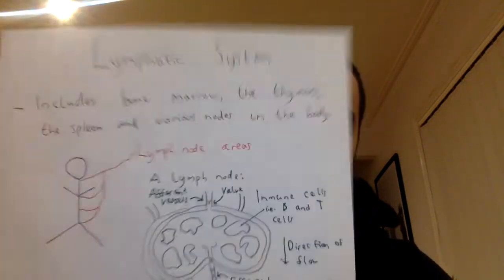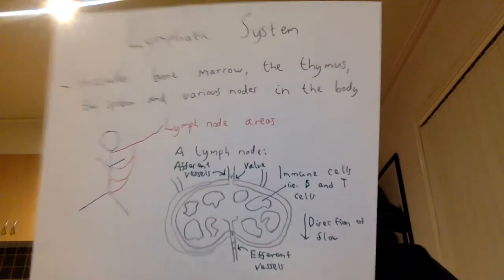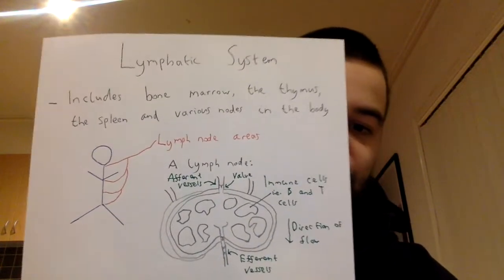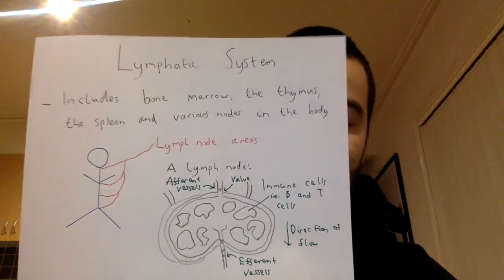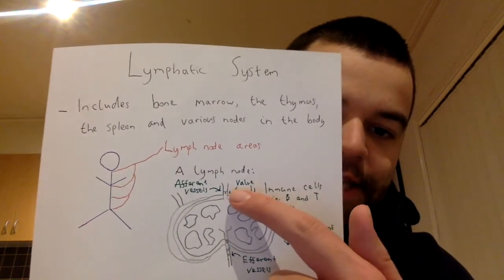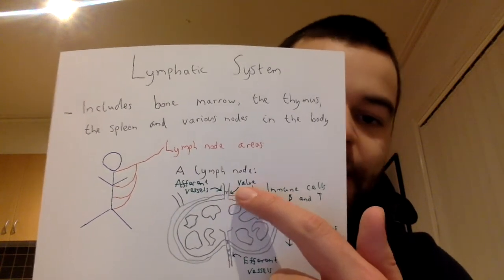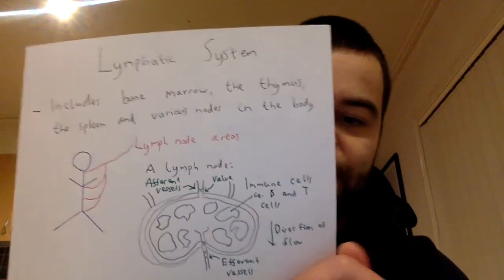So they've got, the first label I've got is an afferent vessel, which just means a vessel going into the lymph node. So fluid drains in, and if you look closely, you can see there's a valve there, a bit like the valves in the heart that you study in year 11. That means that the fluid can only move in one direction.